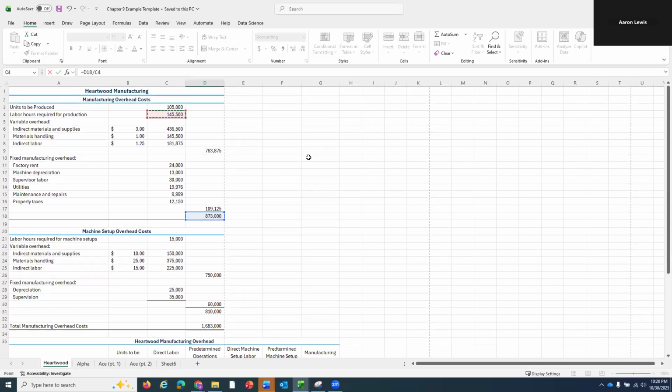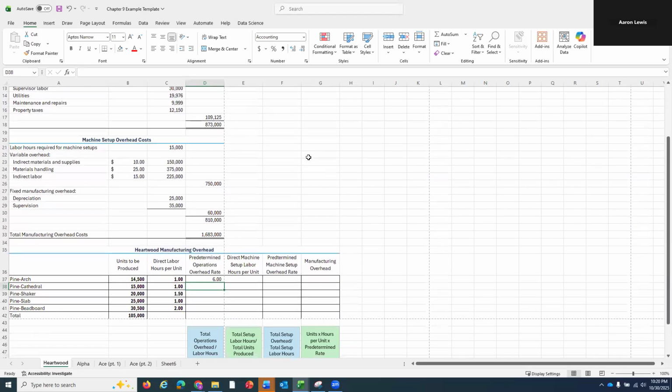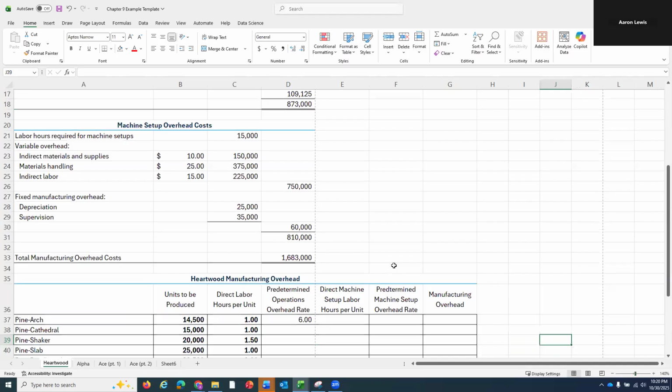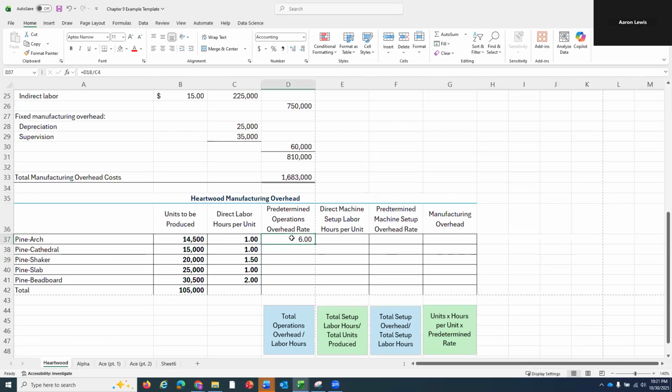It's going to be 145,500. And when I divide that out, I come up with six. So $6 per labor hour is how we're going to allocate overhead from our operations pool, if you will. Let me make this a little bit bigger so you can read everything. And it's going to be the same all the way down the line.